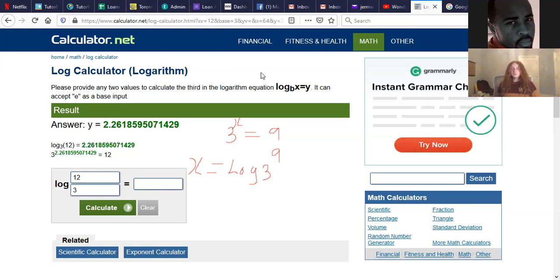Nope. All right, let me give one more that looks a bit more complex while I'm on the log calculator here. Let's say we have, I'll keep the base as 3, 3 to the x plus 1, and that's equal to, I'll make it 9. So what's x?